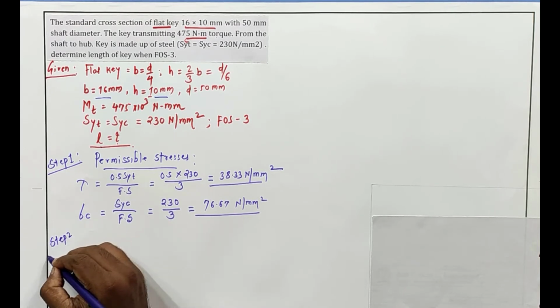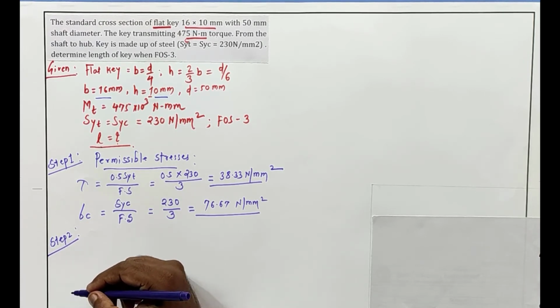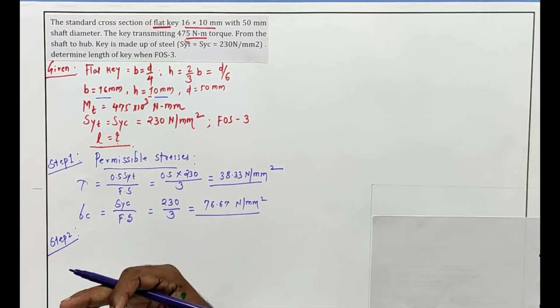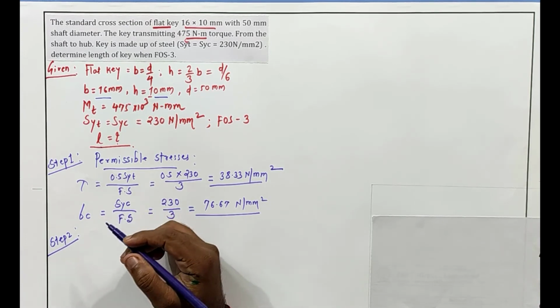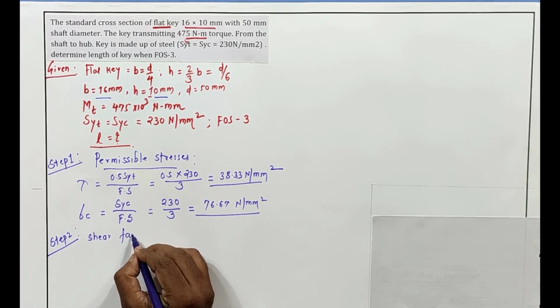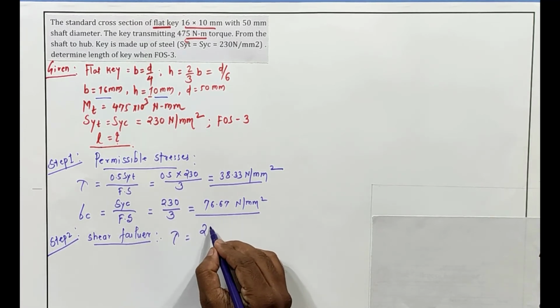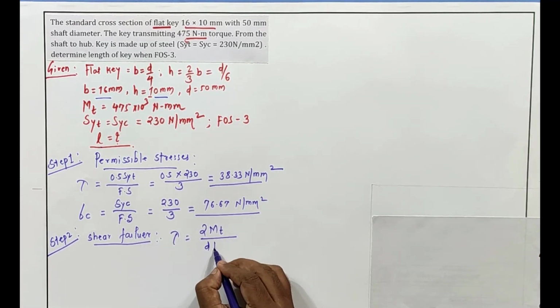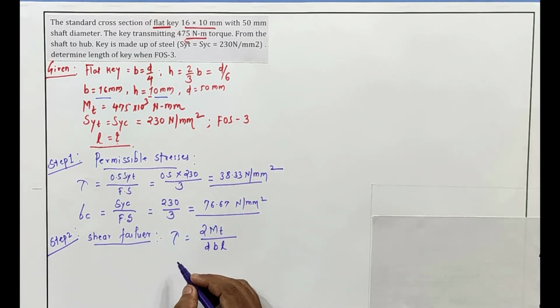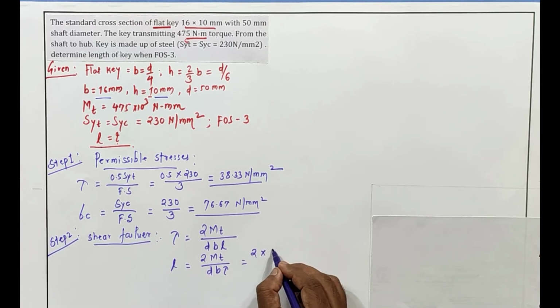Now we'll move toward step number 2. Step number 2 was to calculate torque, but it is given. Now we'll have to focus on length. For calculating the length, first of all we'll consider shear failure. While considering shear failure, we know tau is equal to 2MT divided by dBL. So here L is equal to 2MT by dB tau.